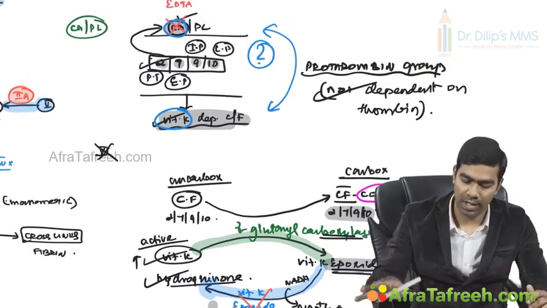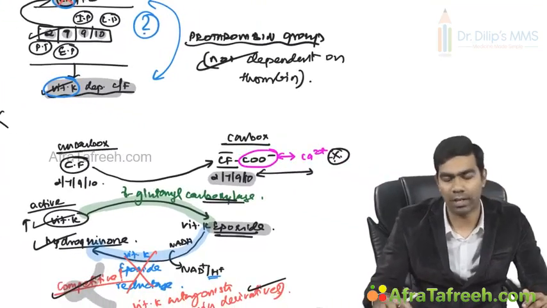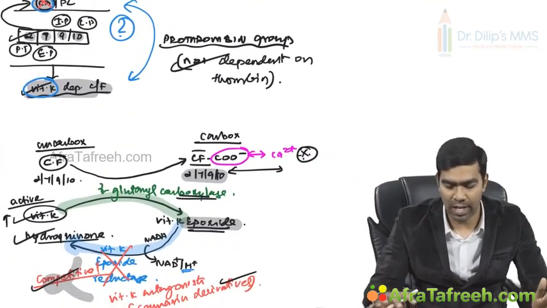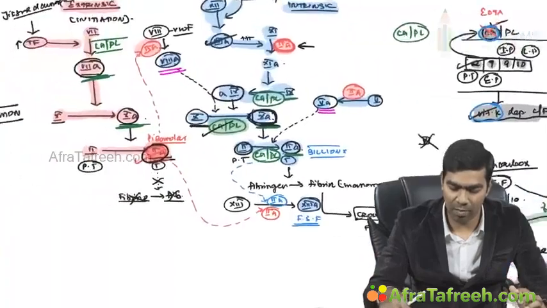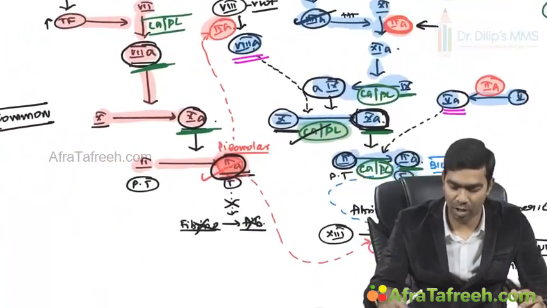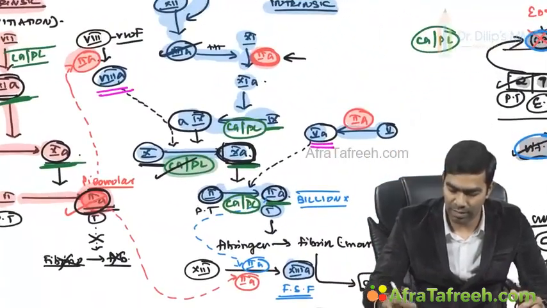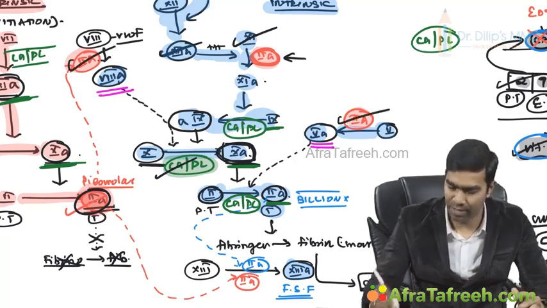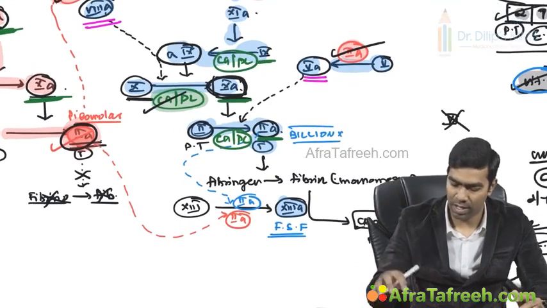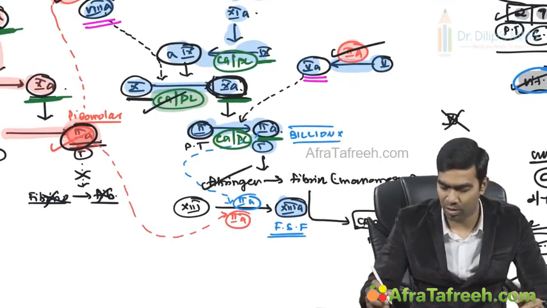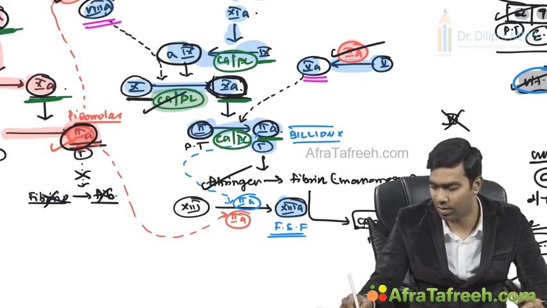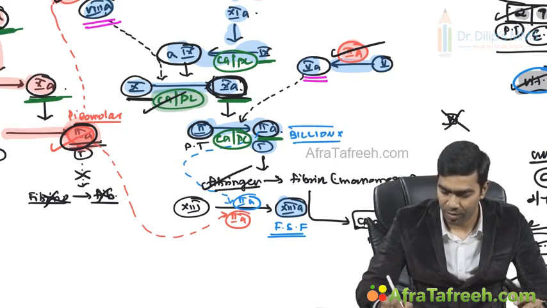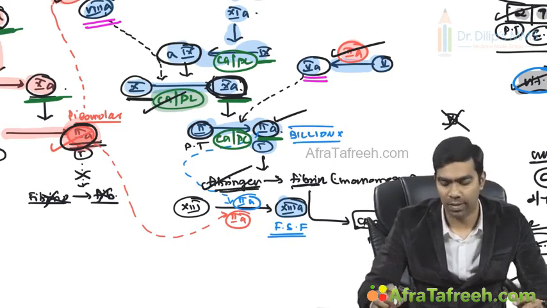Clear? At the same time, one more important thing you have to notice: there are some other clotting factors that are dependent on thrombin. You can see what the clotting factors are that depend on thrombin. Factor 11 is dependent on thrombin. Then factor 8 is dependent on thrombin. Then factor 5 is dependent on thrombin. Then fibrinogen is dependent on thrombin, because this fibrinogen conversion to fibrin is mediated by thrombin only.